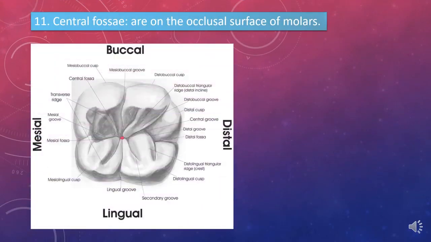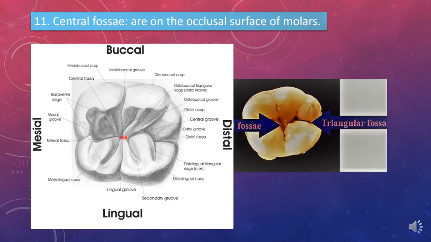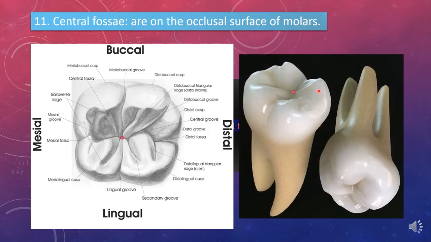Central fossa is found on the occlusal surface of the molars. On the occlusal surface of the molars, in the middle we see a depression or concavity. This place is called the central fossa. The central fossa is on the occlusal surface of the molars, while the lingual fossa is on the lingual surface of the anterior teeth. Here in the middle is the central fossa, and in this second picture, the occlusal surface of the molar, here in the middle is the central fossa.